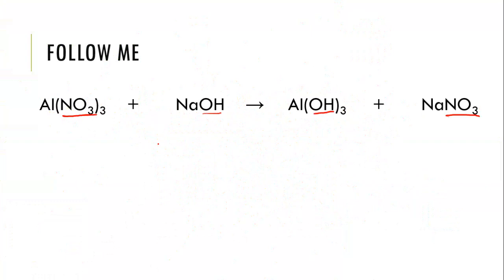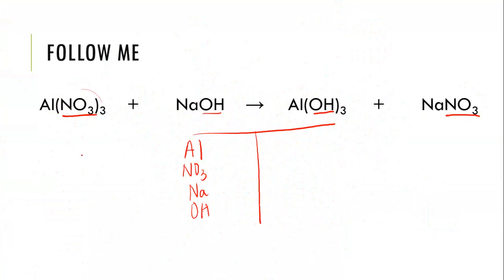Whenever you have polyatomic ions, in my opinion, the easiest way to make your T-chart is to keep the polyatomic ions together. I see NO3 together right here, and NO3 is still together over here. OH is together right here. OH is still together right here. So here's how I'm going to make my T-chart. Al, I'm going to put NO3. NO3 is a group of things. And OH. You do not have to do it this way. However, I do think that it makes life easier.